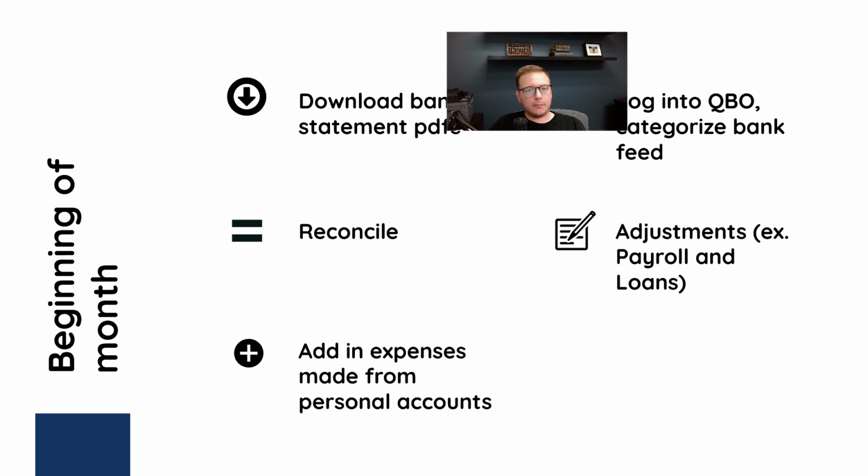Just because it was made on your personal account does not mean that you cannot write it off and it can't be a part of your books. You just need to add it in. You have to actively, manually do it. So you want to make sure you get those all in there.